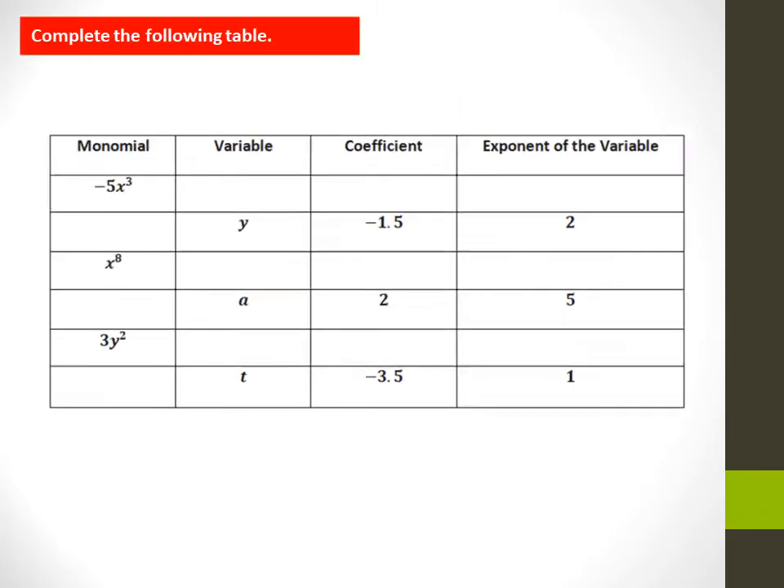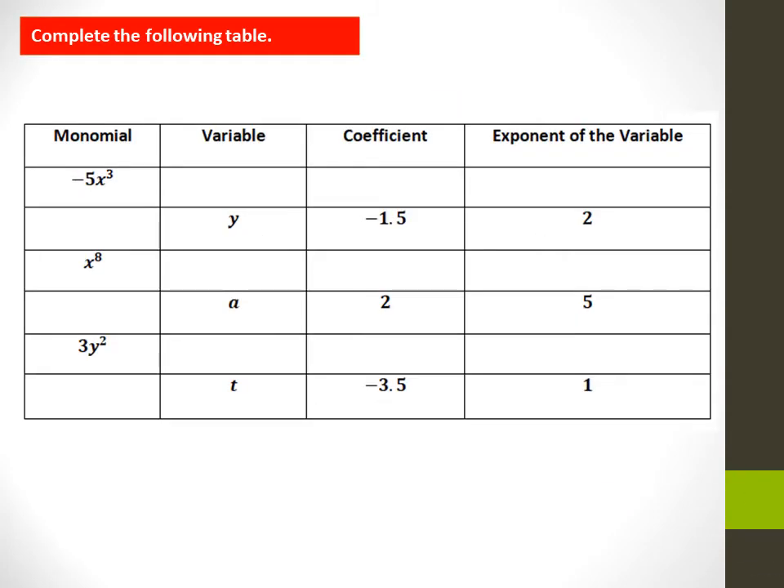Complete the following table. The first monomial is negative 5x to the power of 3. The variable here is x. The coefficient is negative 5. The exponent of the variable is 3, since it's negative 5x to the power of 3. Now, if the variable is y, the coefficient is negative 1.5, and the exponent of the variable is 2, the monomial would be negative 1.5y to the power of 2.